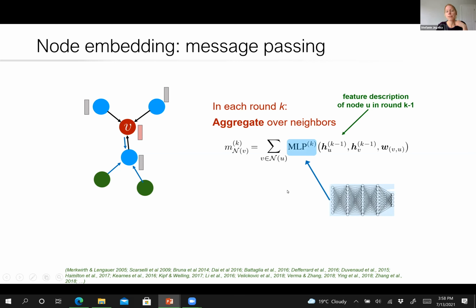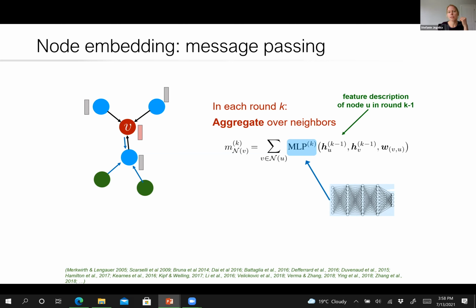This MLP is a multilayer perceptron. It's essentially a small, fully connected neural network. And then I'm summing this up. So this is the kind of function. This is the most general, most expressive way I can do this aggregation function. Typically, these are not very deep, but it's a neural network.